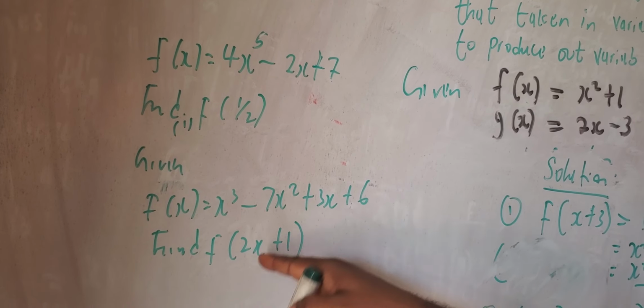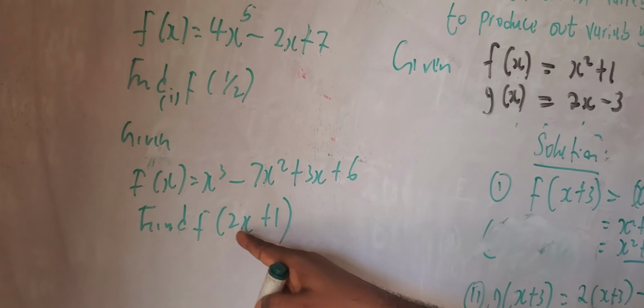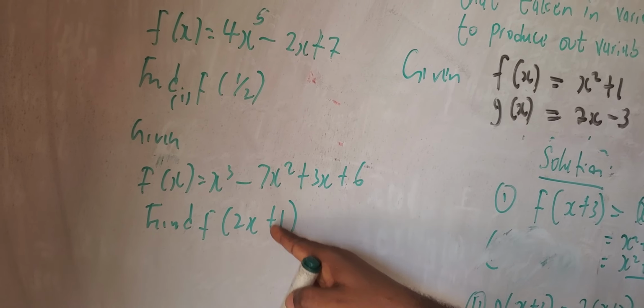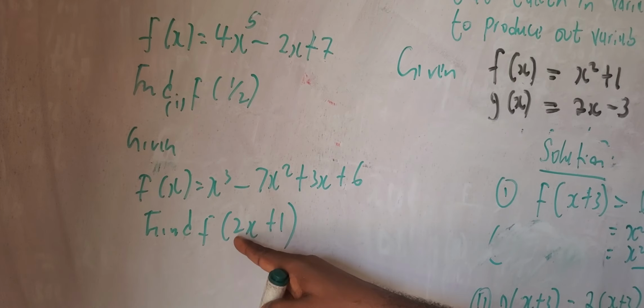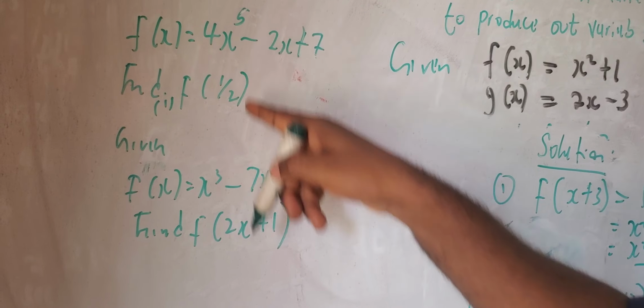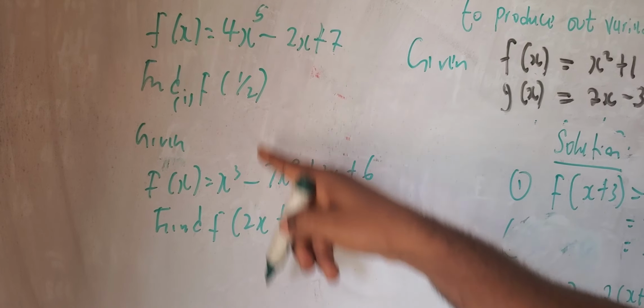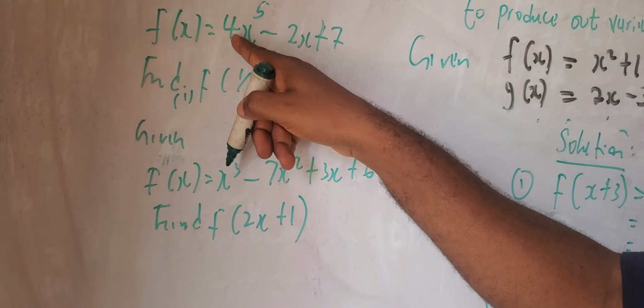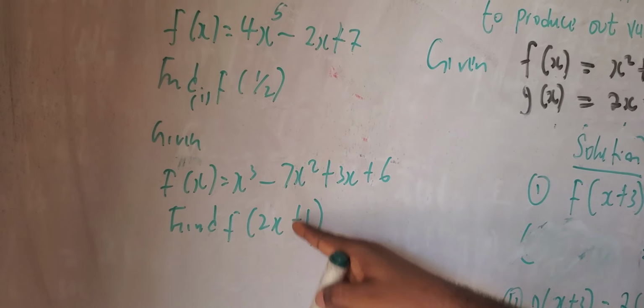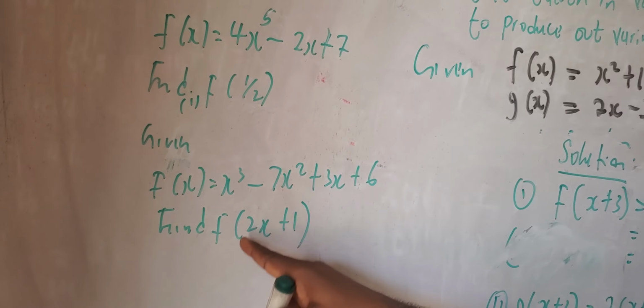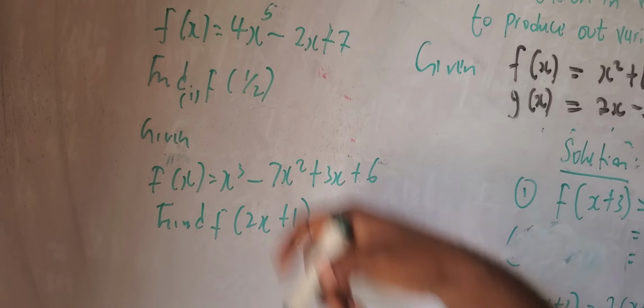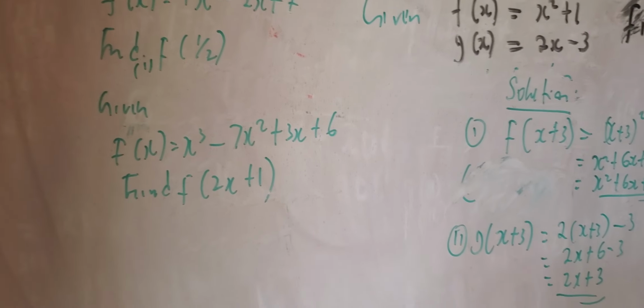The same thing with this now. Instead of x, we are having 2x plus 1. So that means 2x plus 1 is replacing this x. So wherever you get x, we replace it with 2x plus 1 here. So this will be 4 times (2x plus 1) raised to power 5 minus 2 times (2x plus 1), then plus 7. So I want you to try your hand on that.